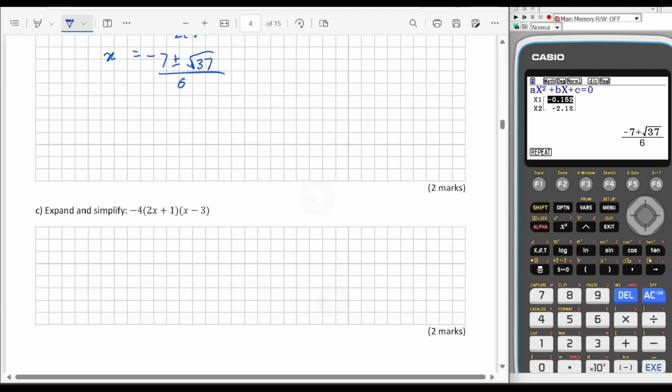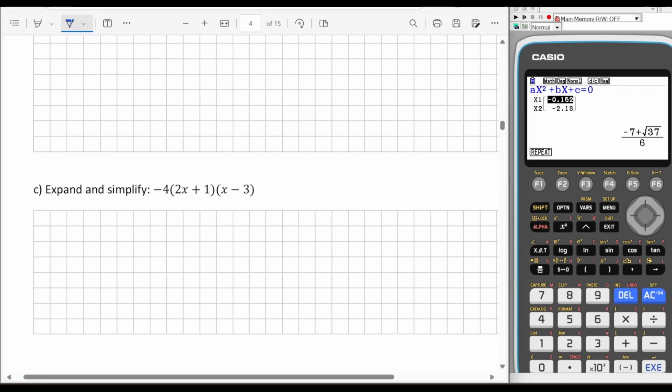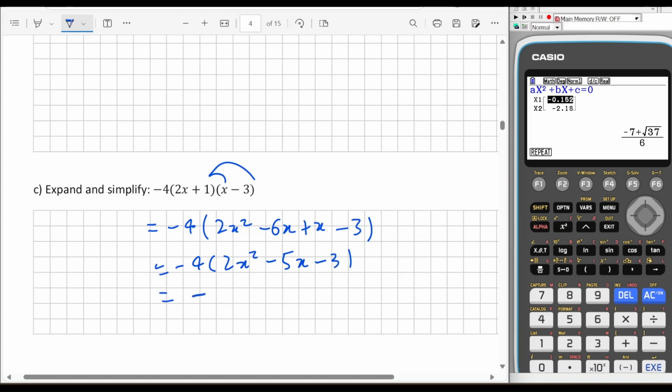Expand and simplify this wonderful thing. All right, so this becomes -4, and we're going to FOIL it out. So 2x squared, take 6x, and then you're going to FOIL out the last bit, plus x, and then take 3. This is -4, 2x squared, take 5x, take 3. And this is -8x squared, plus 20x, and then plus 12.